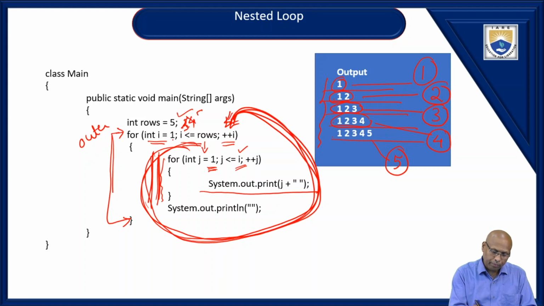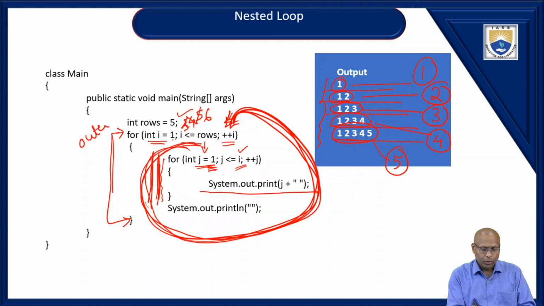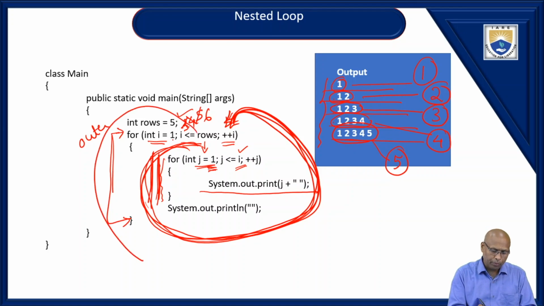Now i becomes 5. 5 is less than or equal to 5? Yes. Again come inside, start from 1: 1, 2, 3, 4, 5. After printing 5 times, the loop comes out and goes to the outer loop again. Now this becomes 6. 6 is less than 5? No. No means this loop will stop. So I'll get this output. This is the way the nested loop works.